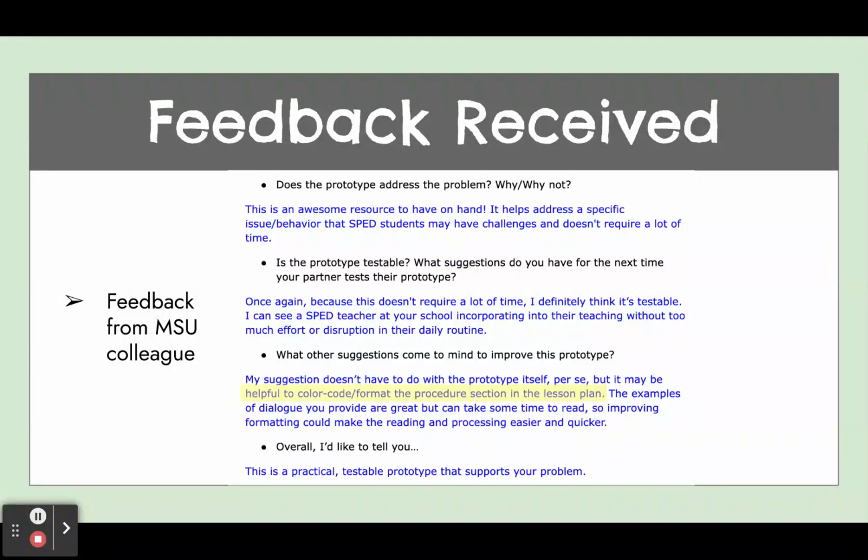The only feedback that she really gave me is to include some sort of helpful color code format in the procedure section of the lesson plan so that way it is easier to follow for the staff member that may be addressing the behaviors in the classroom.